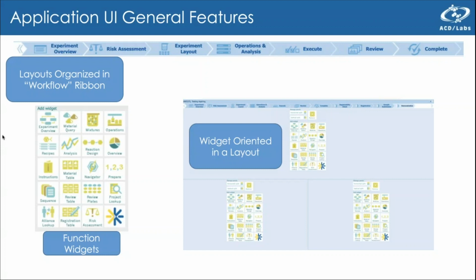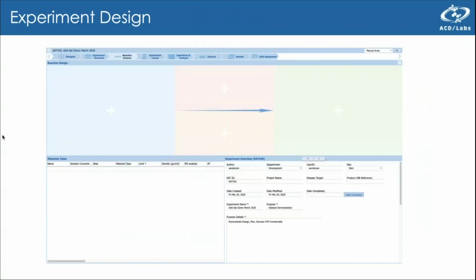Those collections of layouts are then organized by a workflow ribbon, where the chevrons in the workflow ribbon allow you to step through different aspects or operations in the experiment as you're working through it, either in design, execution, or all the way through to review and finally completion. Just an example of a customary workflow is described in the screen I'm showing now.